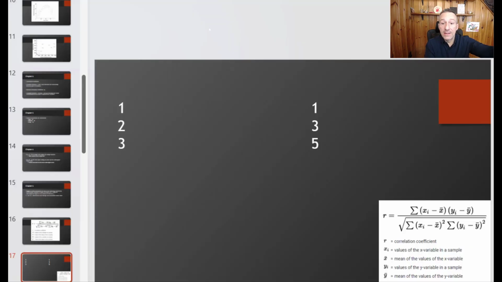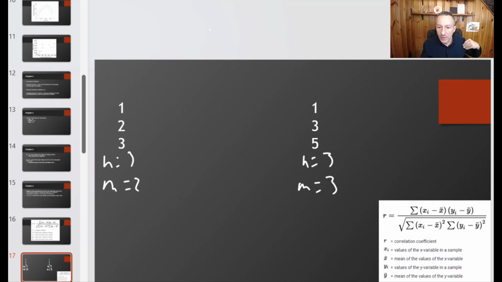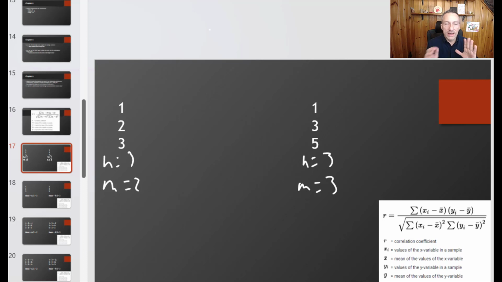Okay, so we need to get the Ns and the means. N for this one is 3. N for this one is 3. The mean is 6 divided by 3, which is 2. And over here, 9 divided by 3 is 3. Then we're going to do this part of the formula first, the bottom part. So we're going to take each number minus its mean, and our mean here is 2.